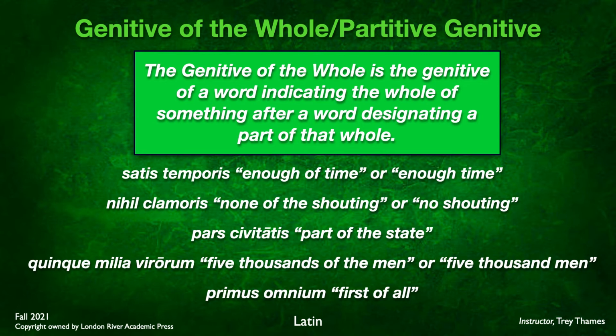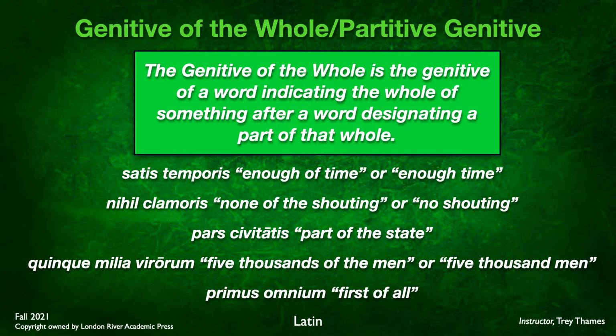If I were to say, I ate a piece of pie, the word pie is the whole word, and piece is the part or the portion word. A piece of pie. This is essentially what we're talking about. We use phrases like this in English all the time. In Latin, that word pie would be in the genitive, and the word piece would be describing a portion of that whole pie, a piece of pie.